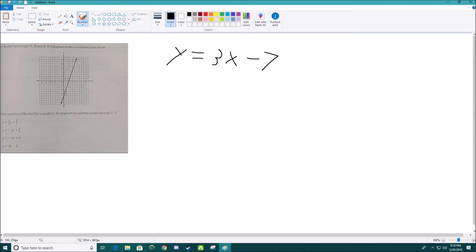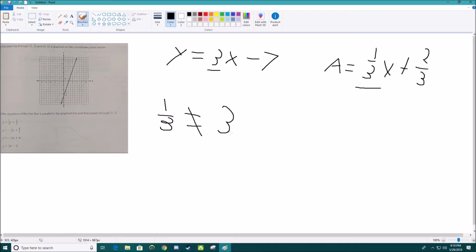Now, let's start working down the list. A would be 1/3 x plus 2/3. Now, we can tell that this is not the answer just by looking at the slopes. There is no way that 1/3 is equal to 3. However, we should still graph it anyways.